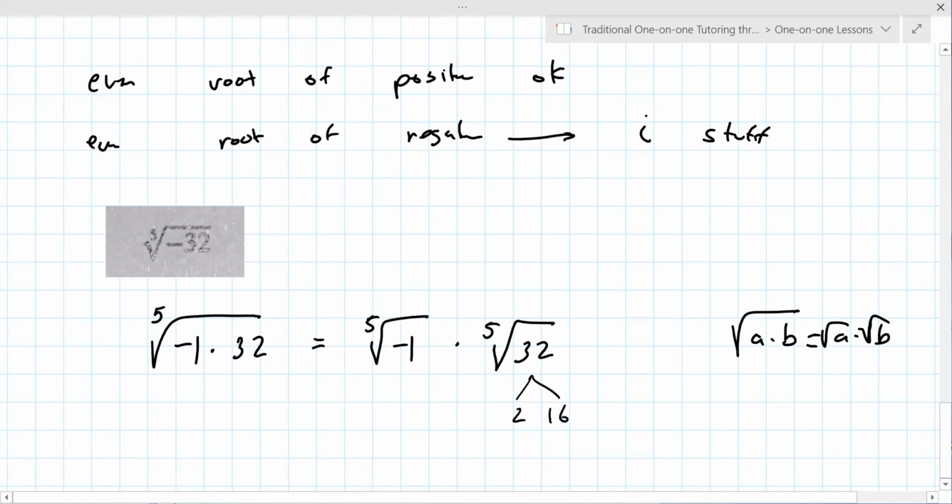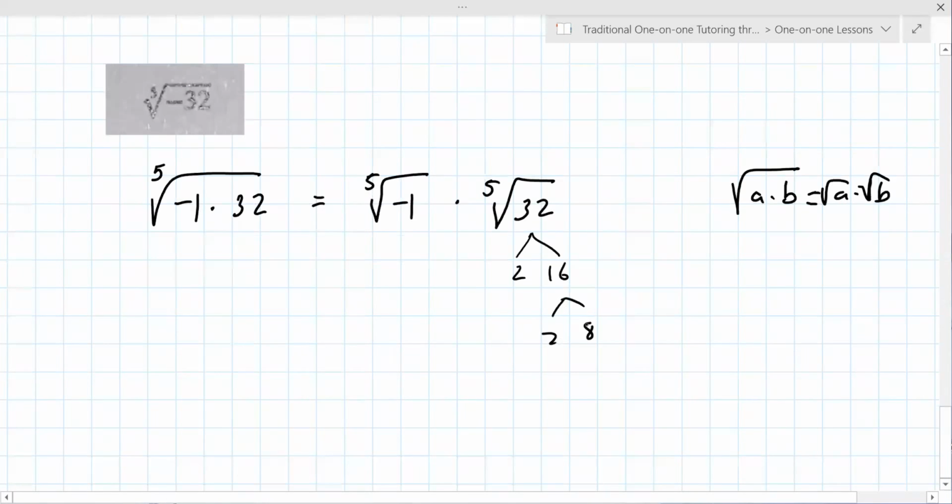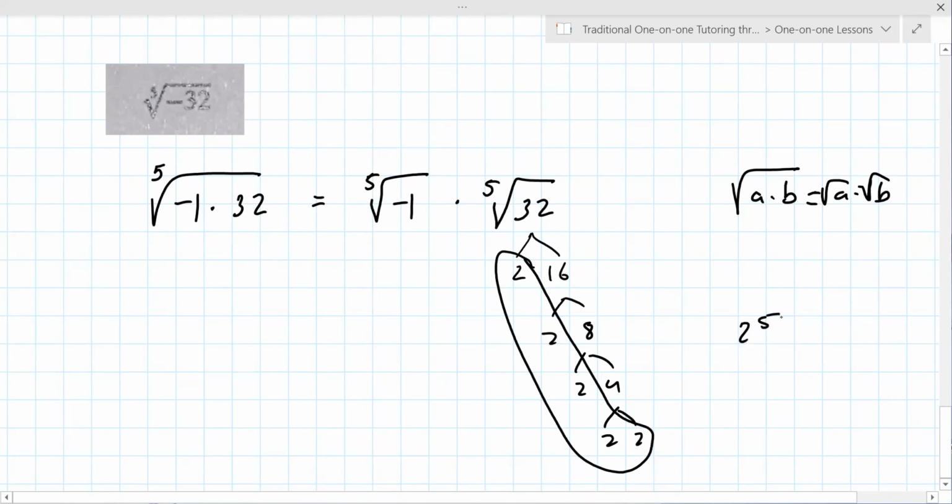2 to the 8, 2 times 8, 2 times 4, 2 times 2. Now there are 5 2's here. That means that this works out perfectly. And in fact, 2 to the 5th is 32. So this part right here becomes 2. The 5th root of a negative number becomes -1, so it's -2.